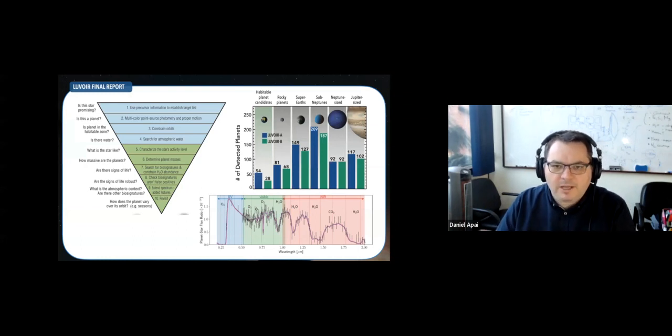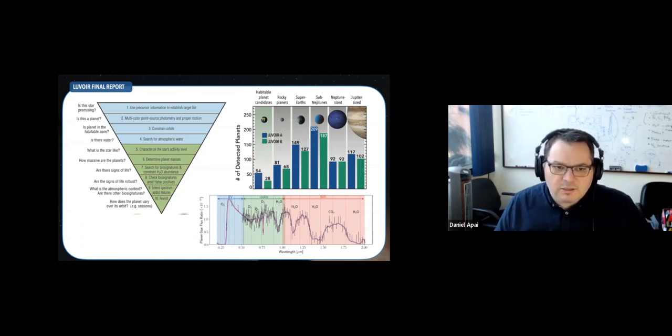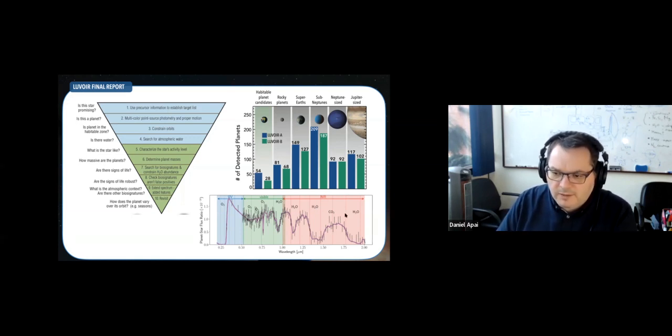So the LUVOIR and HABEX teams have done an excellent job in really setting the stage for this. This is just a figure from the LUVOIR final report that shows a triangular approach, how you start from basically using precursor information to establish a target list, and then photometry and proper motion to narrow them down, constrain the orbits of potential habitable planets, search for atmospheric water. Once you find atmospheric water, then you narrow down further your candidate list and carry out more and more observations, drilling deep to understand finally their potential for habitability and really their potential for life.